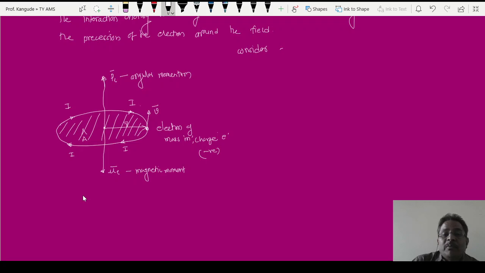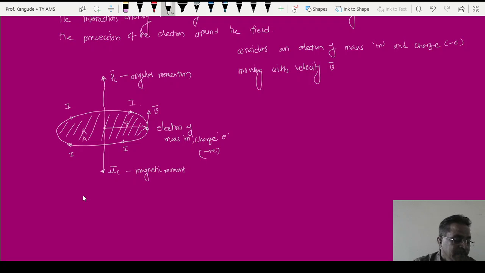an electron of mass small m and charge minus e, moving with velocity v bar in a circular orbit.